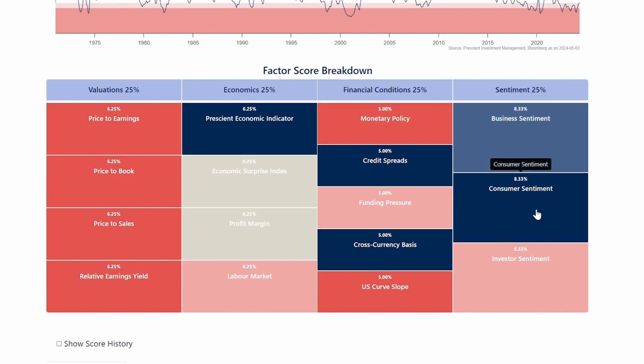Consumer sentiment, bright blue, so it's become a lot more positive. And this also feeds into the narrative that we spoke about earlier, that the US economy is still quite consumer driven.